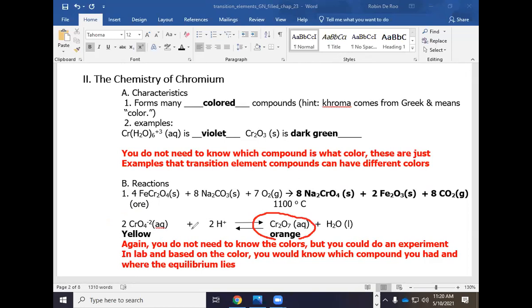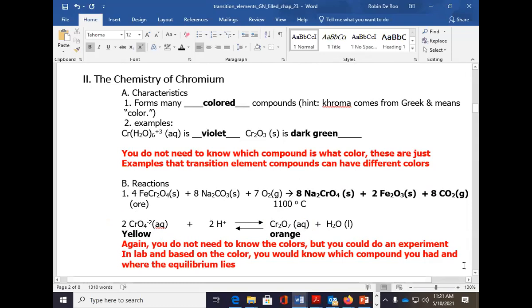So in the lab, you could do experiments where you could determine which chromium compound you have. And this would be a typical Le Chatelier type question that you would do in the laboratory. And based on the color, you would know where the equilibrium lies.